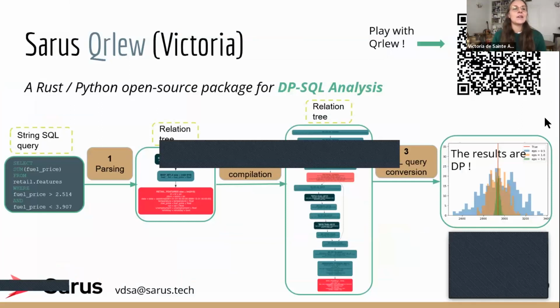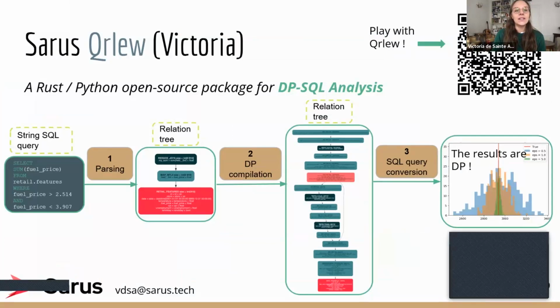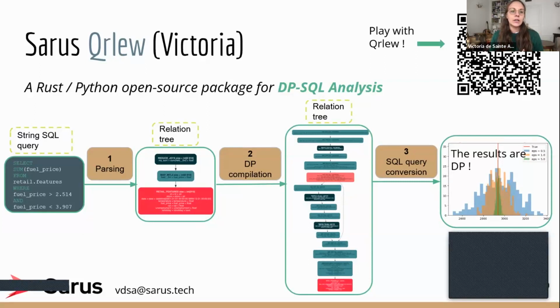Okay. Hello, everyone. Thanks for the opportunity of this speech. I'm Victoria de Saint-Agathe, and I'm a research engineer at Sarus. Sarus is a startup developing an application for the analysis of sensitive data through SQL, classical machine learning, and deep learning. In my talk, I will focus on the SQL part of the analysis, which is done with the open source Qrlew package.